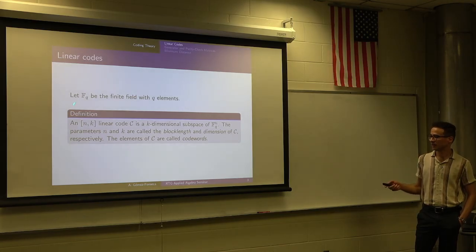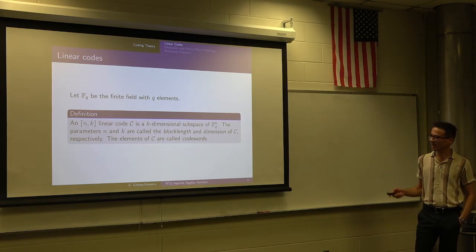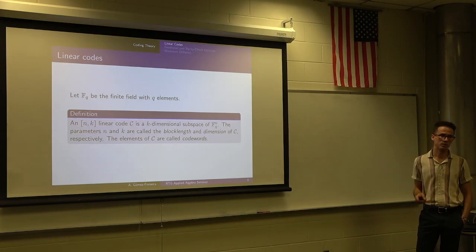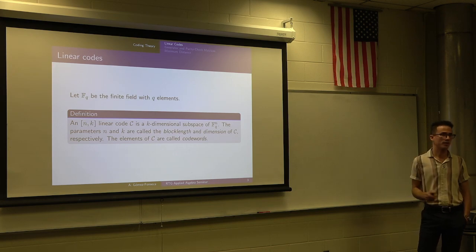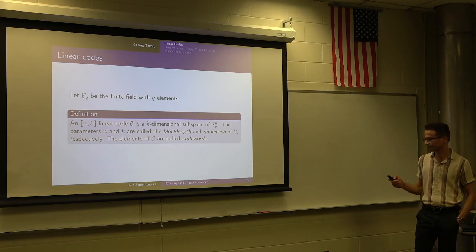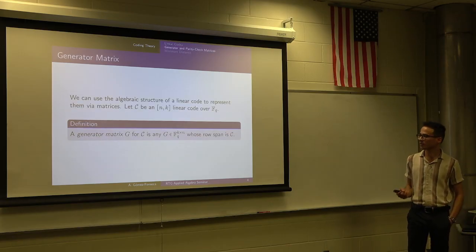Let F_q be a finite field with q elements, and an (n, k) linear code is just a k-dimensional subspace of F_q^n. These parameters n and k are called the block length and the dimension of the linear code, respectively, and the elements of the code C are called code words. Okay? And there are two simple ways to represent a code.